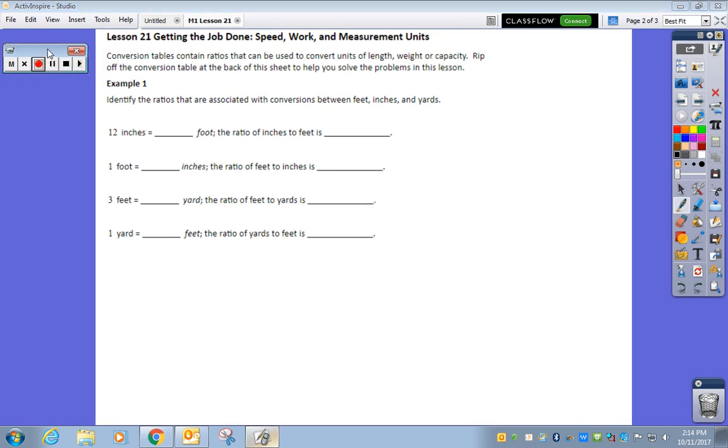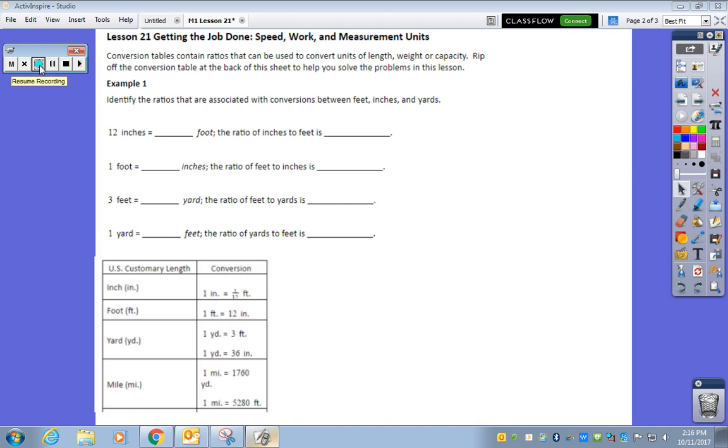Today's lesson, lesson 21, looks at measurement units and converting them between each other. If you see on the front page of your packet, it says conversion tables contain ratios that can be used to convert units of length, weight, or capacity. Rip off the conversion table at the back of this sheet to help you solve the problems in this lesson.